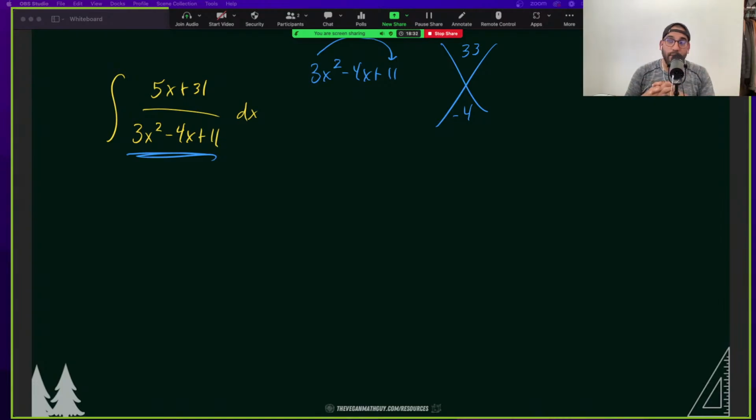Lucas, this is why we're doing this. Honestly, it could be difficult, but sometimes it's just fun to watch people do some integration problems.